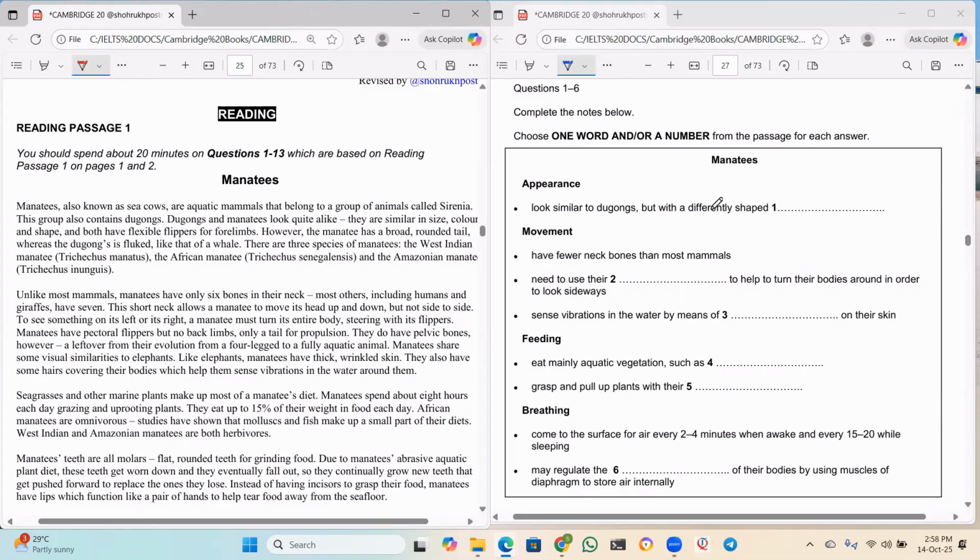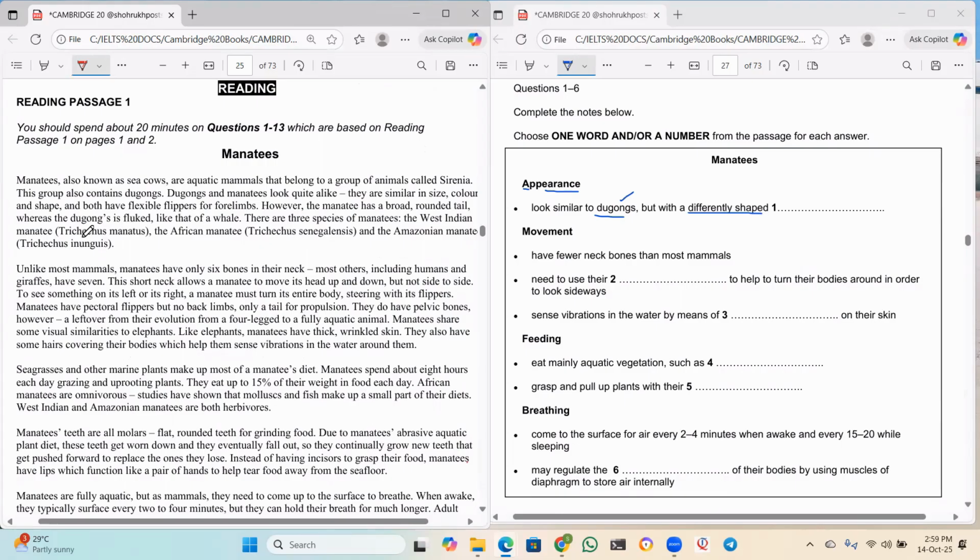This is fill in the blanks. He's talking about the appearance of manatees, an aquatic mammal, which look similar to dugongs but with a differently shaped dash. My strategy for the fill in the blanks, especially, is to underline the keywords and look for those keywords in the passage. So something is shaped differently. What is that? We have to find out from the passage.